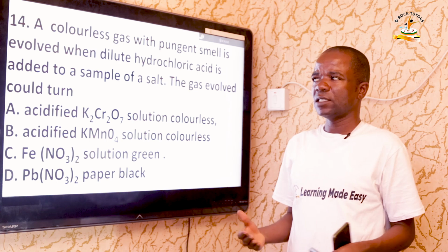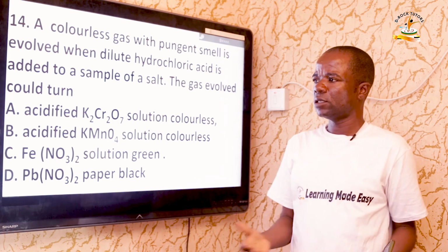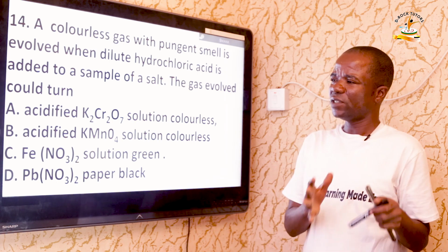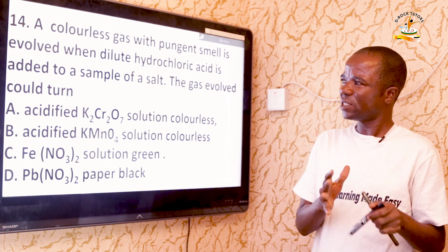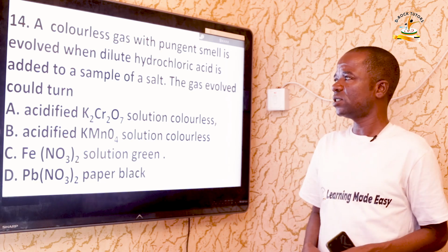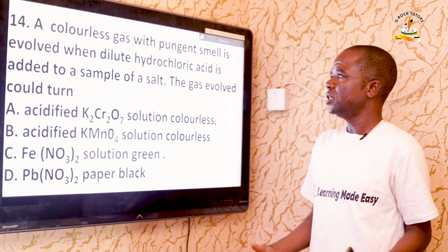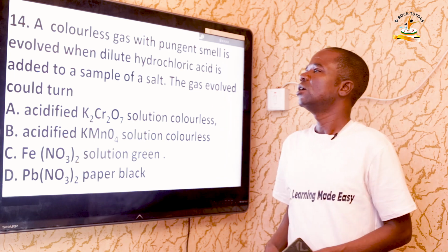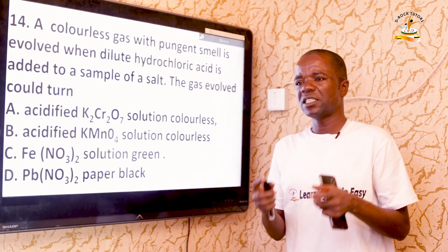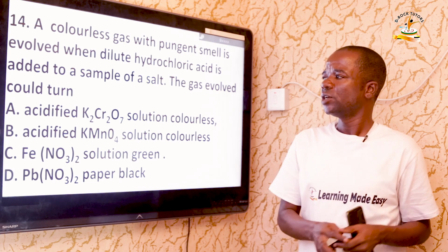Now, one of the gases that is pungent in smell is hydrogen sulfide. As a matter of fact, hydrogen sulfide has a distinctive smell, like a rotten egg smell. Another gas that is pungent in smell is sulfur(IV) oxide gas. That's a pungent or choking smell.